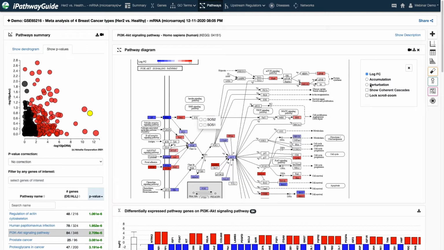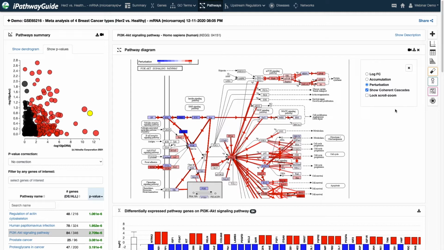So this is what we have for fold change, and what we're going to see with accumulation is how these get propagated. And then the perturbation is going to put those two things together. So where do we have agreement between what's measured and what's predicted, and where do those two things clash with each other? And then Coherent Cascades will show us really where our putative mechanisms are. So we have a really strong chain here going all the way to MAP kinase.